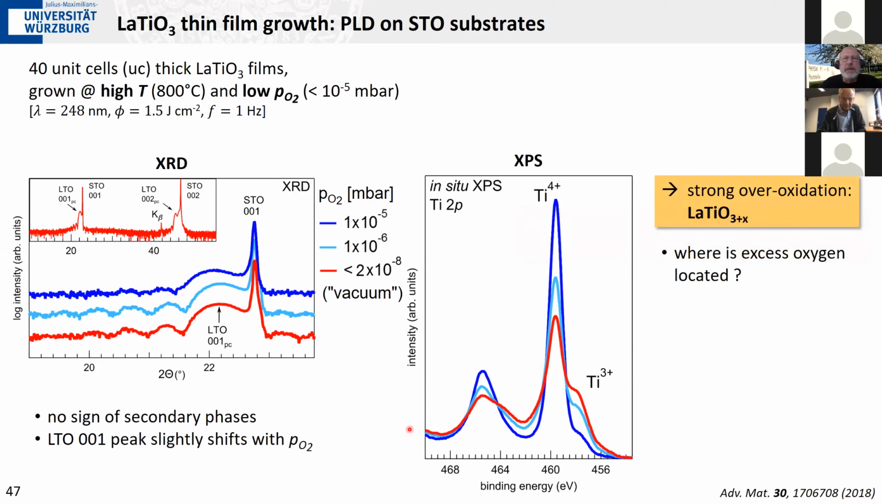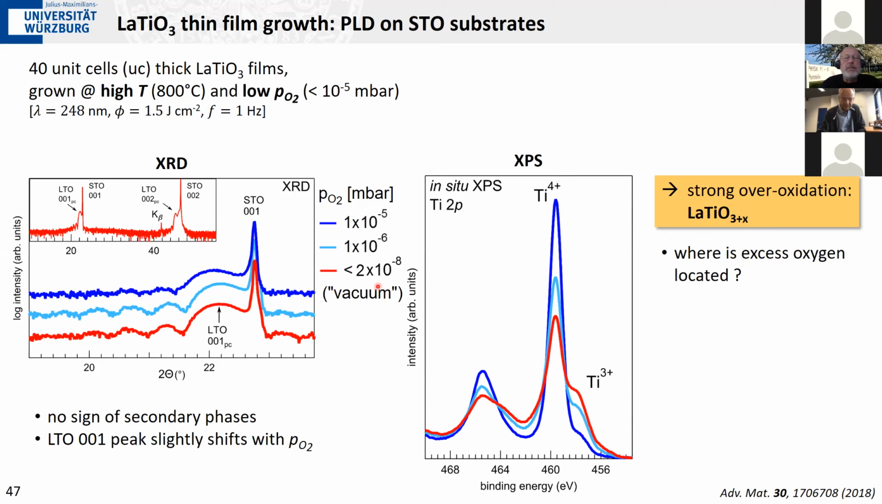You would expect for stoichiometric LaTiO3 that you have trivalent titanium, which means that you have a d1 situation, titanium 3+. If you look at the spectrum here, grown at 10 to the minus 5 millibar, you find here in blue our 2p spectrum, and it has almost exclusively tetravalent titanium in it. So that's titanium 4+, a d0 situation. That's certainly as far away from 3+ as it can get. There's just a tiny little satellite weight here in the 3+ peak.